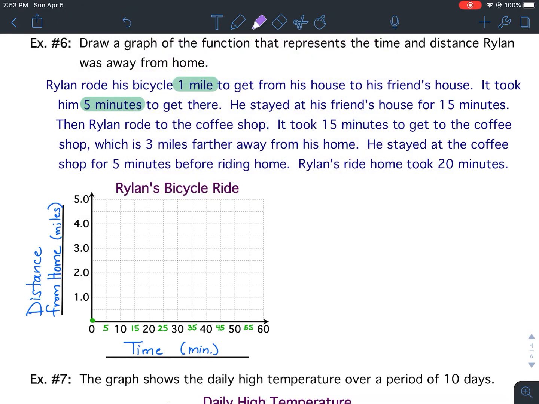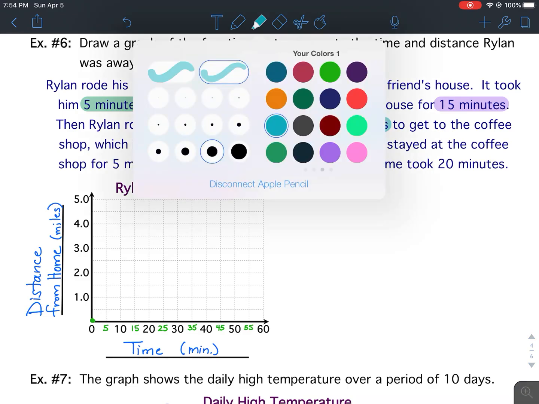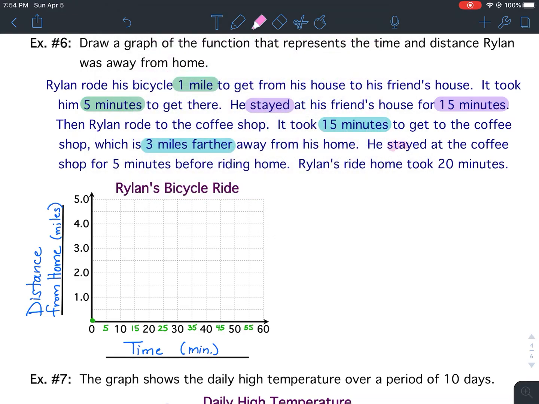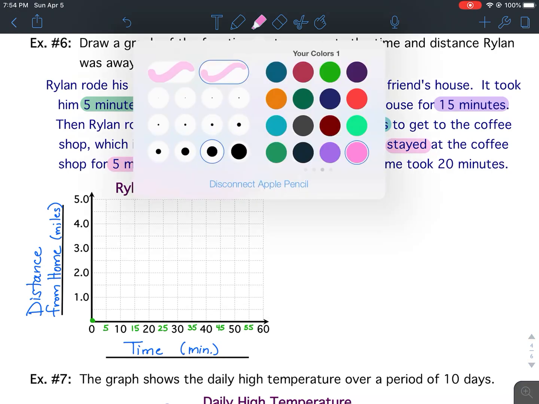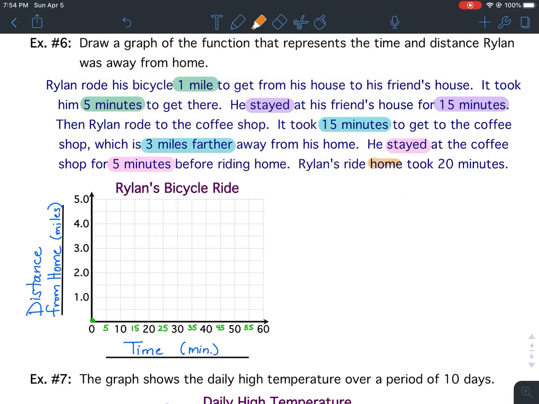He stayed at his friend's house for 15 minutes. So he stayed for 15 minutes. Then he rode to the coffee shop. It took 15 minutes to go 3 miles farther. And that's important, the miles farther. He stayed at the coffee shop for 5 minutes. So he stayed for 5 minutes. And then he rode home, and it took him 20 minutes to get home. Okay, so now we're going to go through and we're going to underline this.